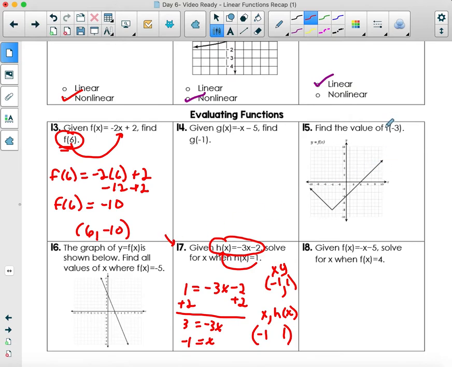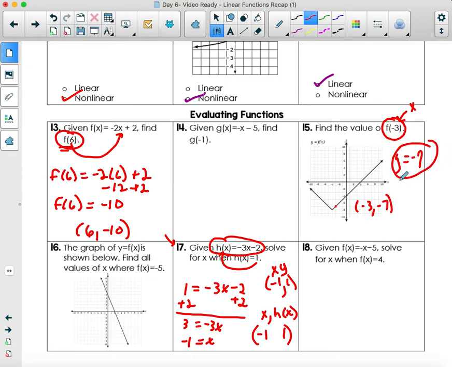Okay, you can practice that with 14 and 18, very similar. 15 and 16 are a little different in the sense that you're looking at a graph. And remember, if I say, hey, what is f of -3? That means I want to know what is your y value when x is -3. So I'm going to come to -3 and I'm going to go down. And because of this coordinate, -3, -7, I can see that the y value is -7, which is the answer to this question.